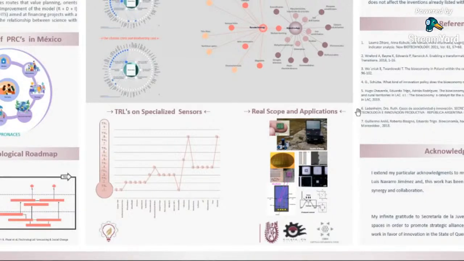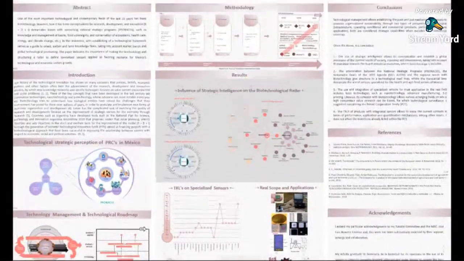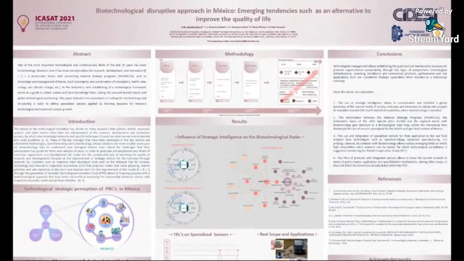in the real field. Well, the conclusion is technological management allows establishing the push and pull mechanisms necessary to promote organizational sustainability from 2 types of perspectives, technological and commercial and real application. Both are considered strategic capabilities when included in a technology roadmap.